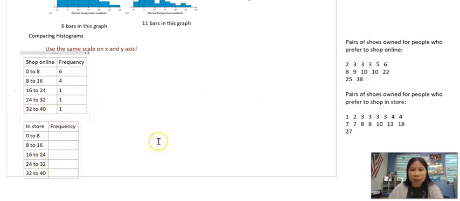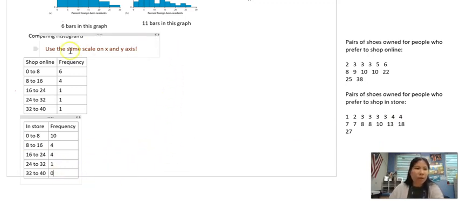We do the same thing for in-store, 0 to 8, 1, 2, 3, 4, 5, 6, 7, 8, 9, 10. Again, don't include the 8, so there's 10. And then 8 to 16, 1, 2, 3, 4. 16 to 24, just 1. 24 to 32, just 1, and then nothing from 32 to 40. Okay, so there are my frequencies.